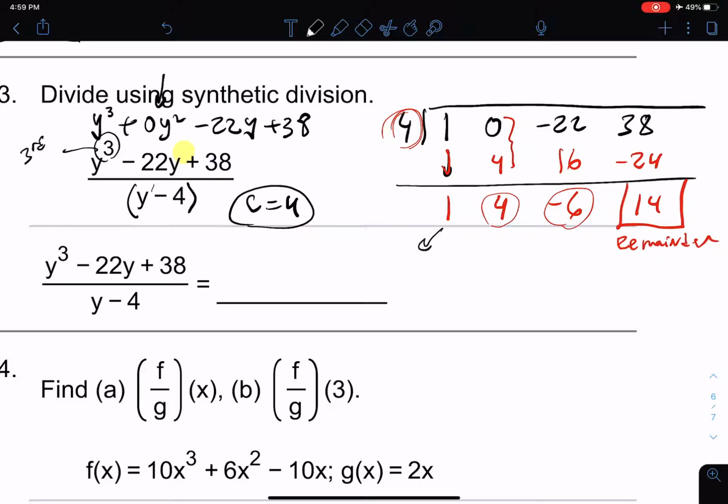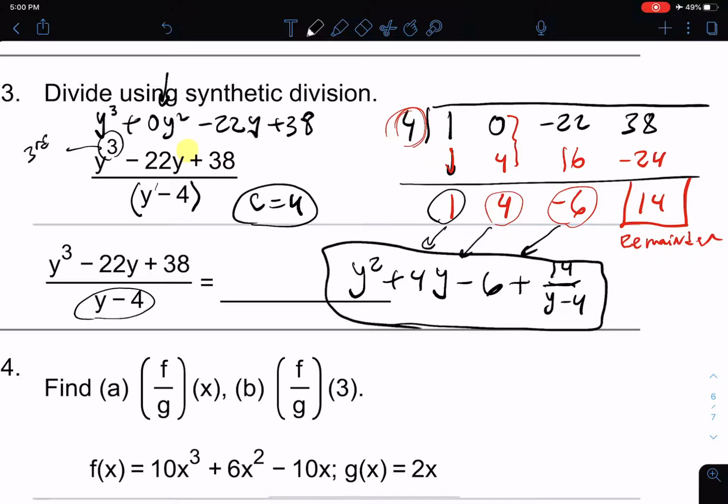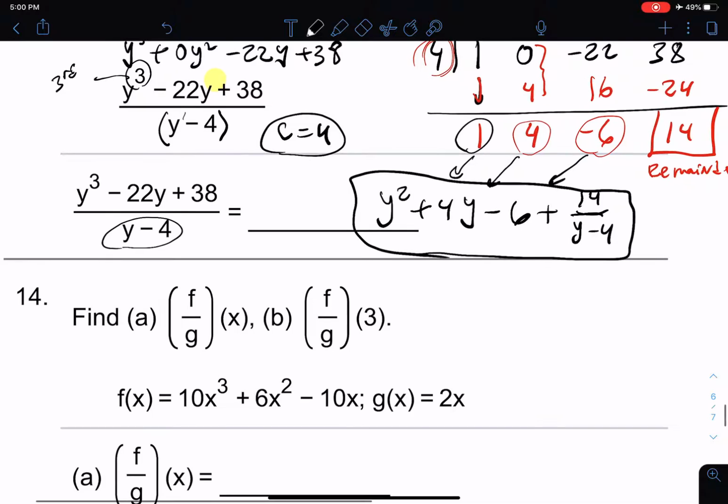So this is just going to be y squared, which comes from the first one. And then I got plus 4y to the first. And then I got minus 6. Now my remainder is going to be plus 14 over the divisor, which was just y minus 4. So there is our answer: y squared plus 4y minus 6 plus 14 over y minus 4. We're almost done. Getting there.